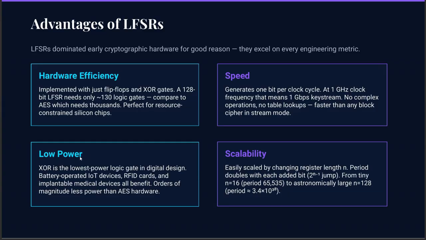Third advantage is low power consumption. XOR gates consume very little electrical power. This is why LFSRs are useful in RFID systems, IoT devices, embedded systems, and battery powered hardware. And the fourth advantage is scalability. As we increase the register length, the sequence period increases exponentially. For an n-bit maximal LFSR, the maximum period becomes 2^n - 1. So even small hardware can generate extremely long sequences. This combination of simplicity, speed, low power, and scalability made LFSRs extremely attractive in earlier cryptographic hardware.